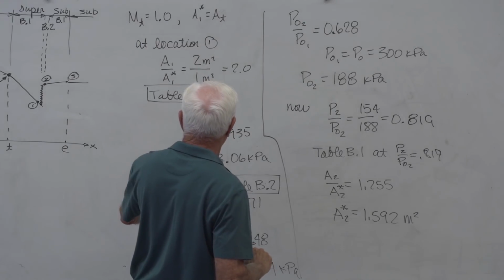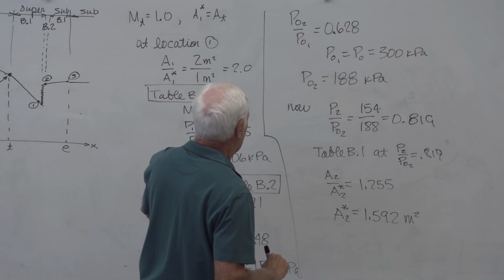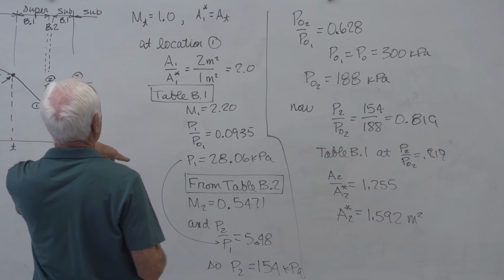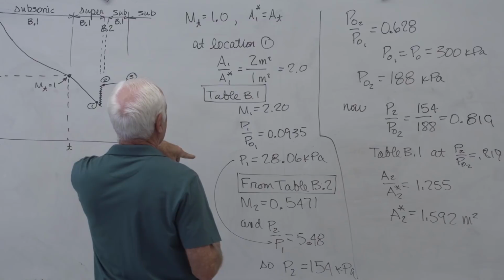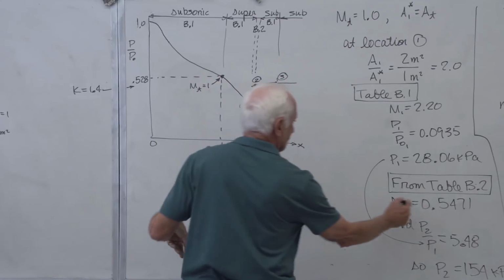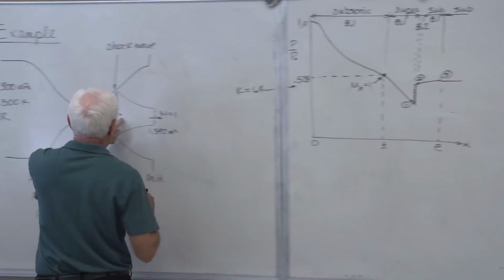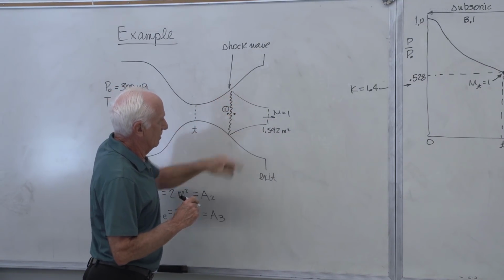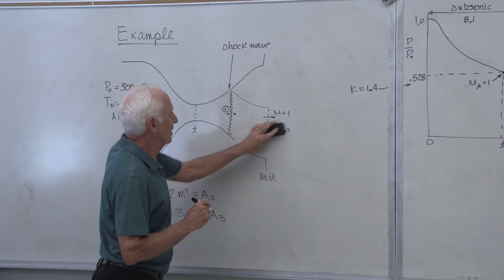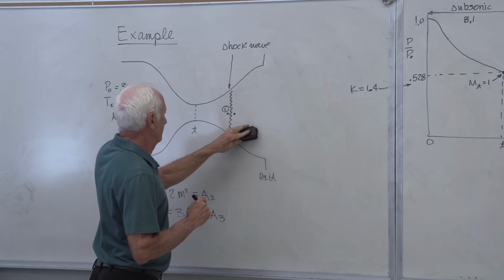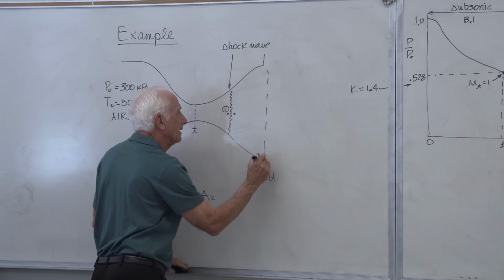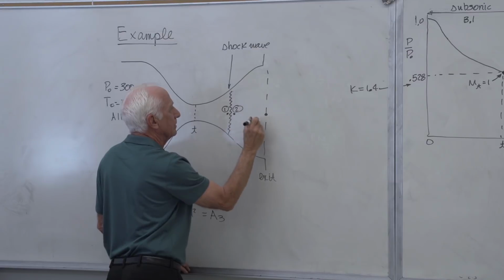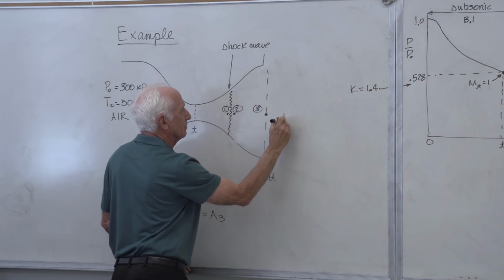Mach number 2, did I get it? I guess I got it here somewhere. Let's see, no, I didn't get Mach 1. But here's 0.547. Mach number 0.547. To get to Mach number 1, make the area go down to 1.592. That's what it means as far as seeing the change in the A star.